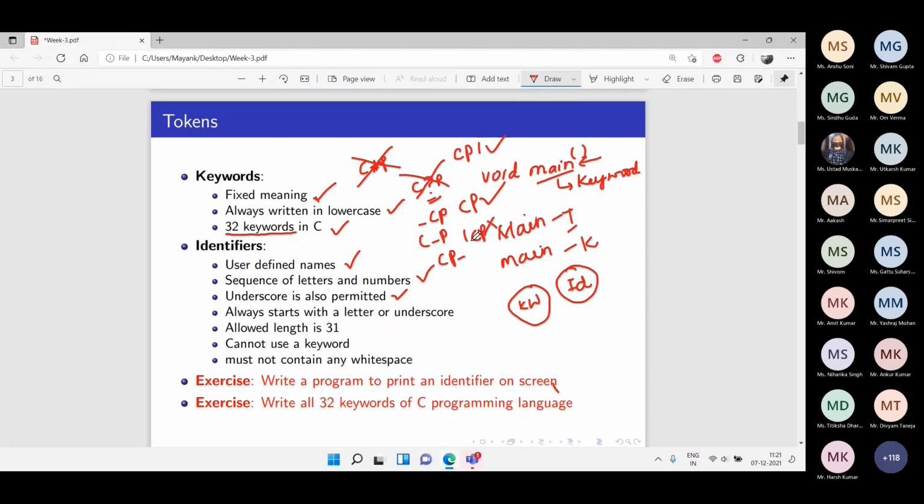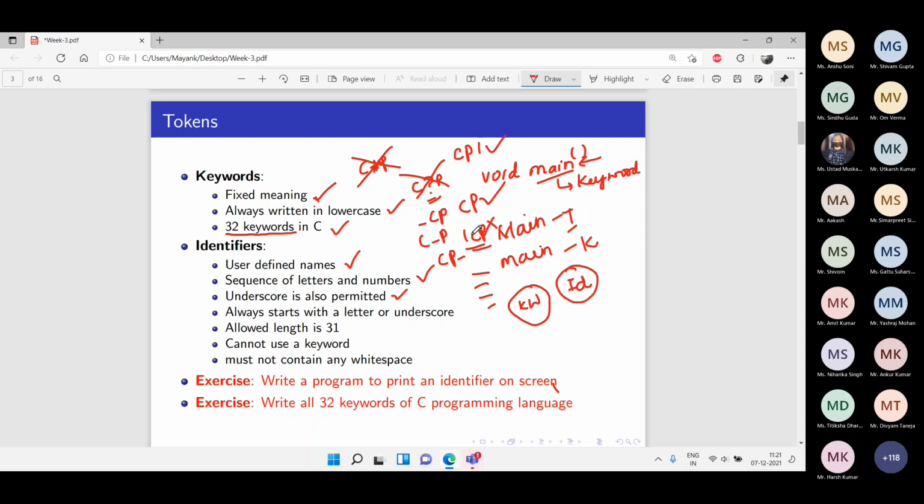Okay, so remember this thing. When you sit for a written round of programming interviews in companies, they write a program of 4 or 5 lines and define identifiers. Suppose they define 1CP, and then the question is to print the output on the screen. What is the output of this program? The output will be the option which says compilation error, because this is an invalid identifier.